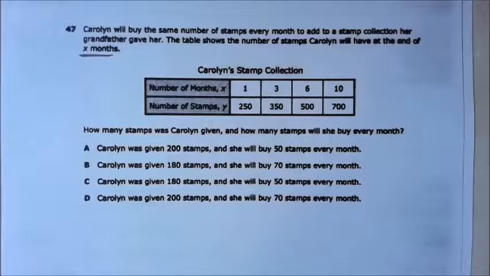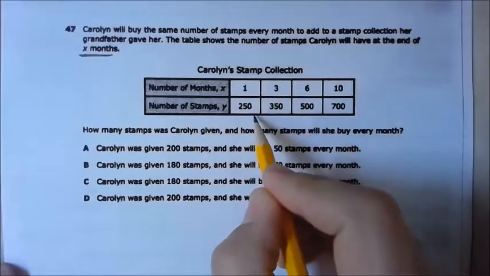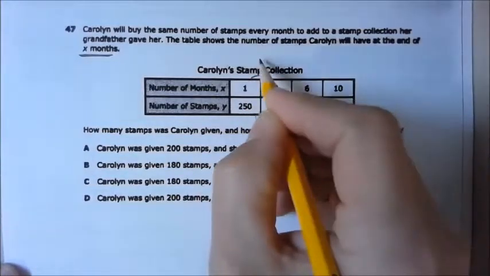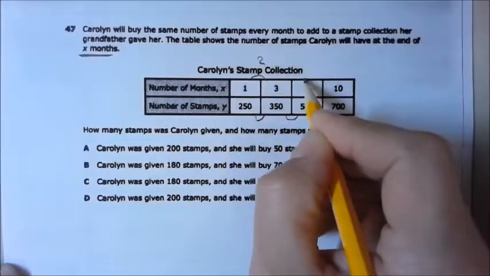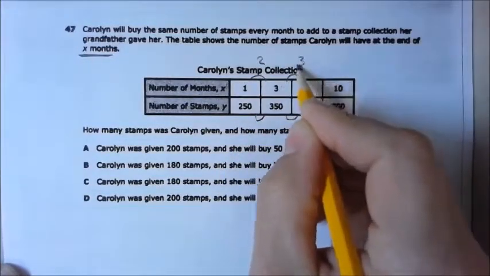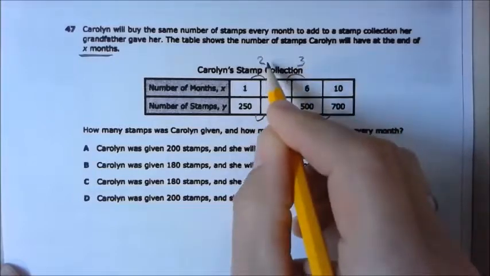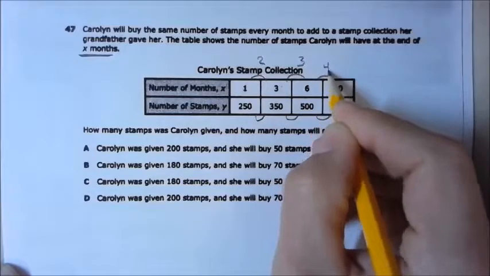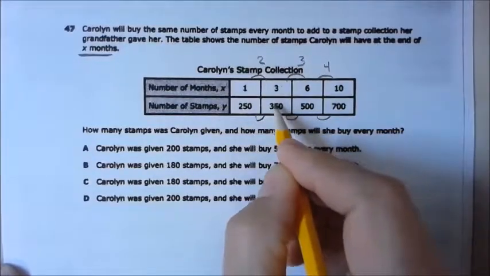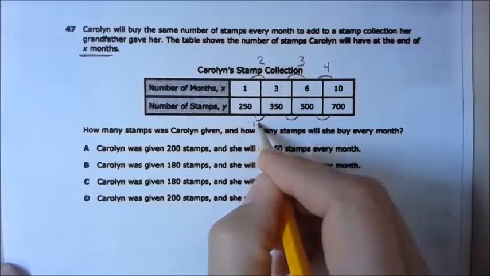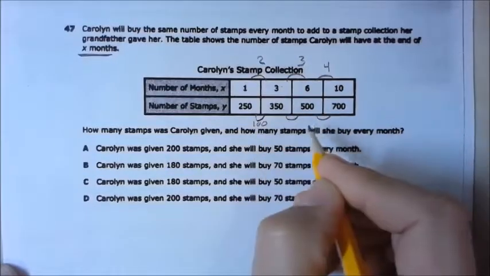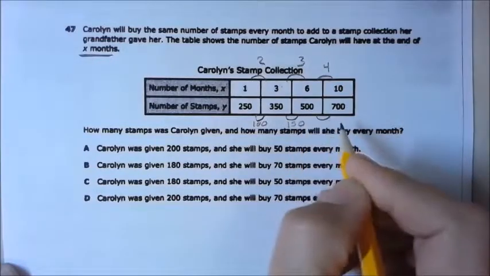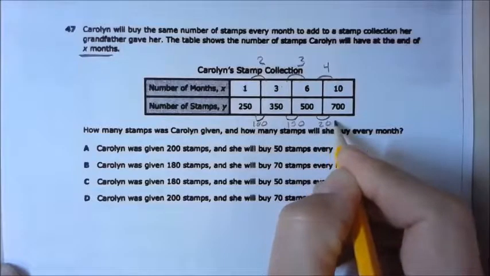So in order to find how much she's going to buy every month, we need to be looking at our difference between these months. We said 3 minus 1, that gives us 2. In this one, if we said 6 minus 3, that gives us 3. So they didn't give us each stage of what's going on. They're kind of mixing it up. And then 10 minus 6 gives us 4. Here we have 350 minus 250. That gives us 100. 500 minus 350. That's going to be a difference of 150. And 700 minus 500. That's going to give us a difference of 200.